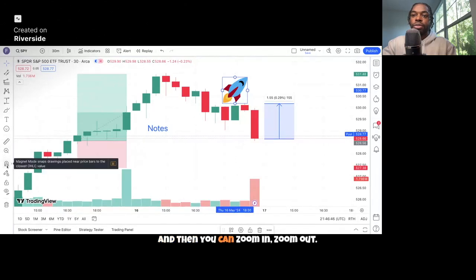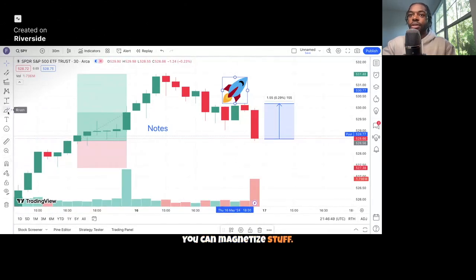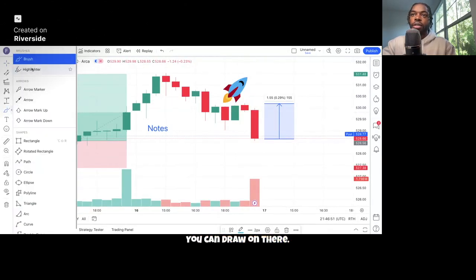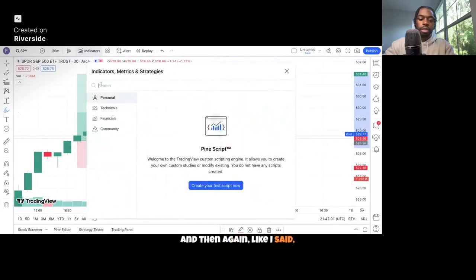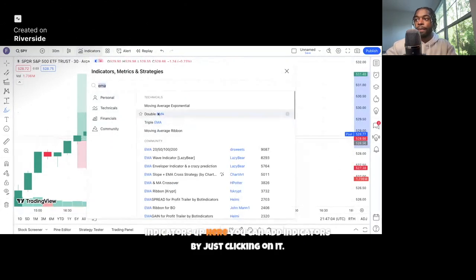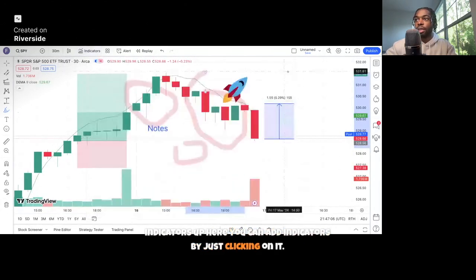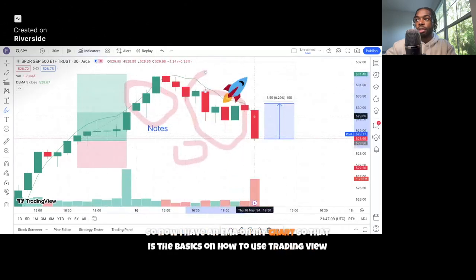And then you can zoom in, zoom out. You can magnetize stuff. It's pretty crazy. You can draw on there. You can highlight different things. So yeah, use that left-hand side to pretty much mark up your charts. And then again, like I said, indicators up here. You can add indicators by just clicking on it. So now I have an EMA on my chart.